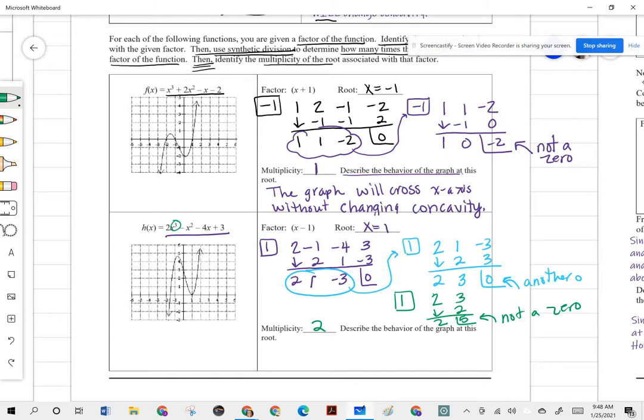So that means it's going to have that bounce. But again, we don't want to use that academic word bounce, right? Because it's not really an academic word. We're going to use tangency. So we're going to say the graph is tangent to the x-axis at x equals 1.